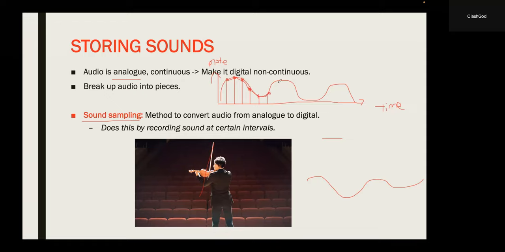You have an original flowing piece of music. You break it up into chunks and you only measure the note at certain points. If you want to measure the note in everything between, it's impossible. So you only measure it at certain points and you leave blanks in the middle.